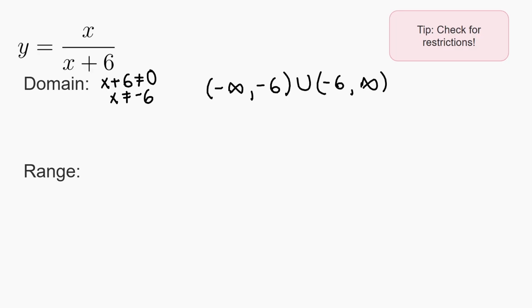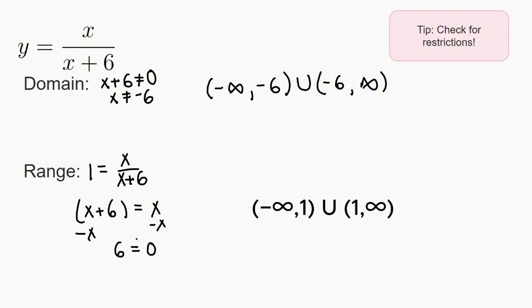What about our range? What values can y be? It might be hard to see, but there's actually a specific value that cannot be part of the range. y cannot be 1. And why is that? Let's take a look. For example, if we plug in 1 for y, we get 1 equals x divided by x plus 6. And if we multiply that out, we get x plus 6 equals x. Subtract x from both sides, and we get 6 equals 0, which is a false statement.